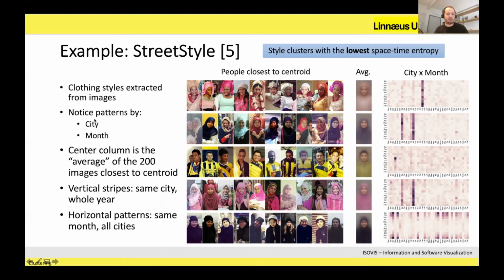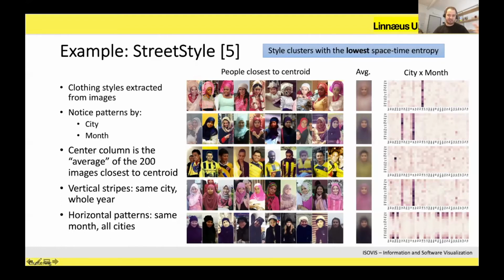It's very interesting to notice patterns by city and by month. So we have 5 clusters. These heat maps over here that we're looking at show the month of the year from top to bottom, January to December, and then the cities on the horizontal axis. Unfortunately, it's very small. Maybe I should put them larger next time, but these are just capitals of many different countries in the world, okay?